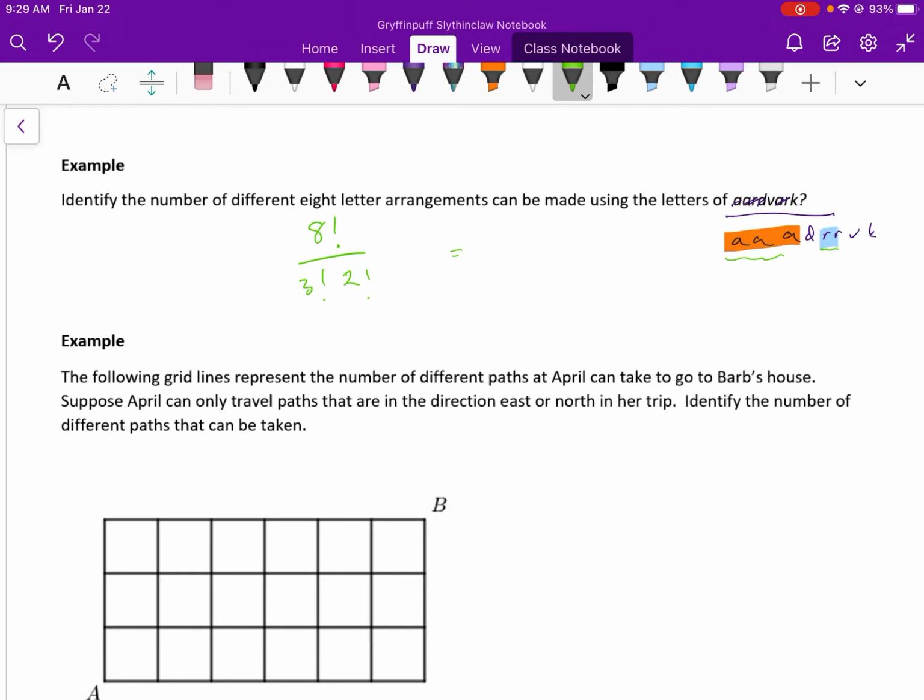Having calculator issues. So 8 factorial divided by 3 factorial. Just typing that into my calculator. Anyways, trying to still work this out. Figure this out in your calculator, and hopefully yours works better than mine. All right, let's move on to the next example.